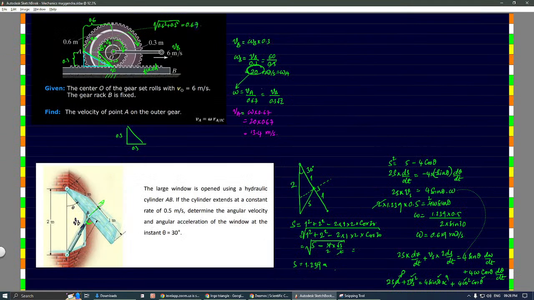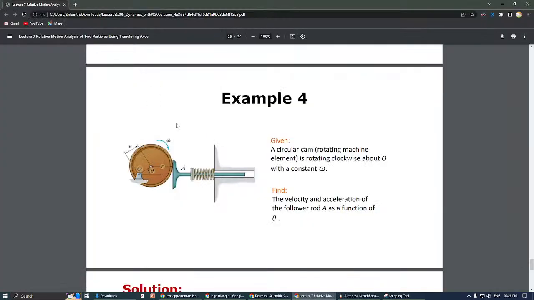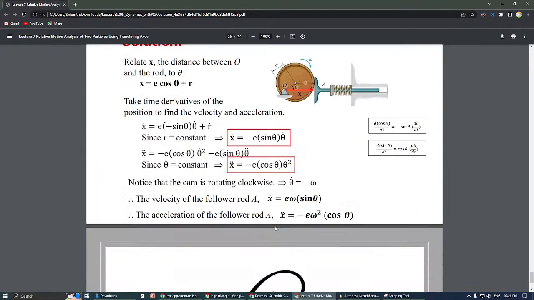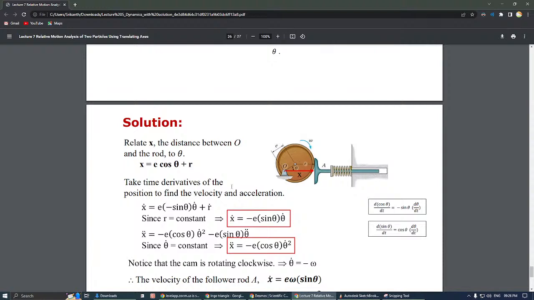Next one is on a valve. Okay. So the valve circular cam is rotating clockwise about O, constant velocity omega. Velocity and acceleration of the follower as a function of theta. So this is a derivation. We can just note it down as it is.